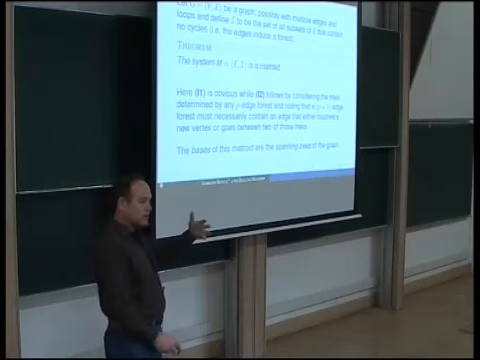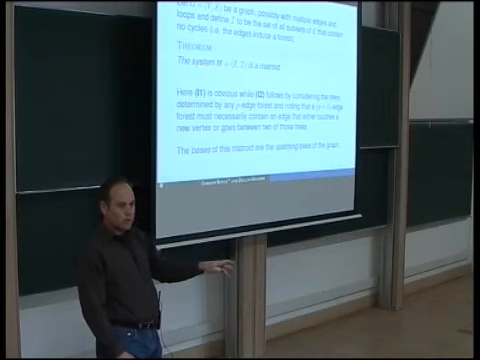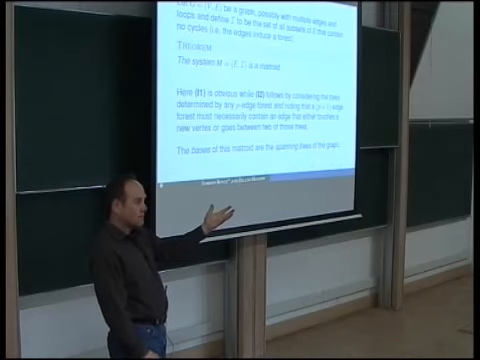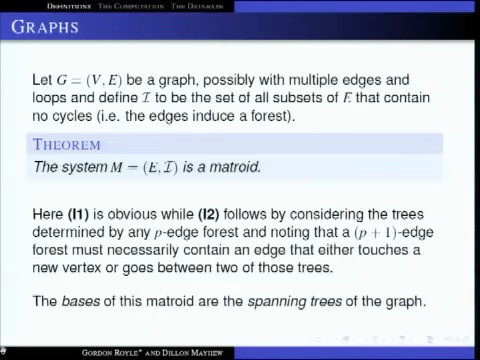It's clear that if you have something with no cycles and you take a subset, then you also have something with no cycles. It's clear that the empty set induces no cycles, and you've just got to check the exchange axiom, which is sort of easy to do, but I'm not going to do it right now. The bases are the spanning trees of the graph. So the bases of the matroid are the biggest things that are independent, to have no cycles. If you add any edge to a spanning tree, you'll create a cycle.